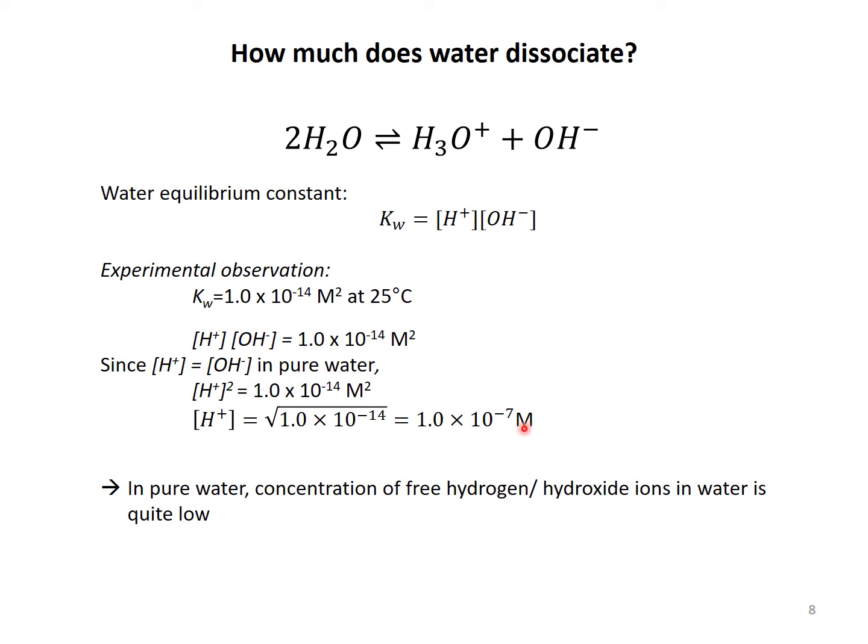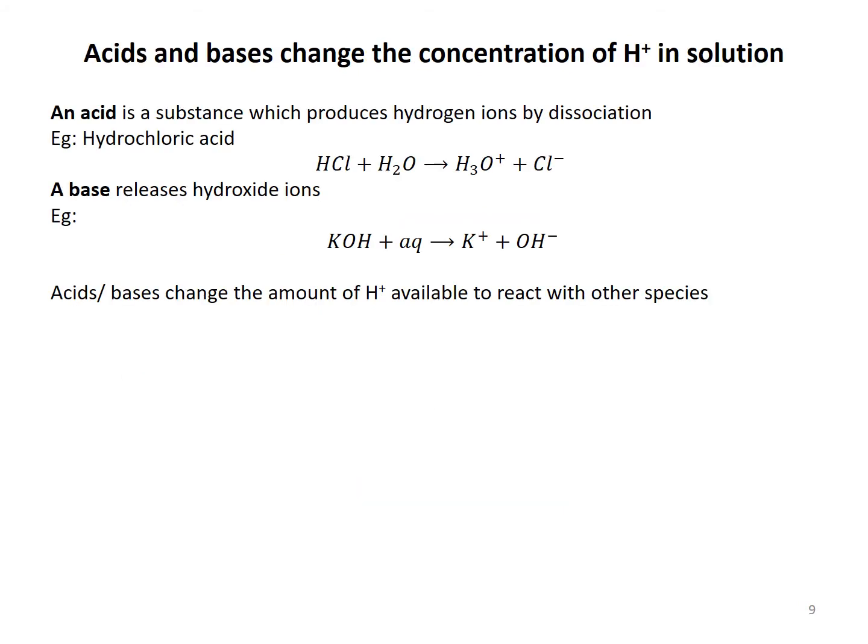So you can see that in pure water, the concentration of free hydrogen or hydroxide ions is quite low because we are talking about a value with 6 zeros after the decimal point. So acids and bases are the chemicals that can change the concentration of H positive in a solution.